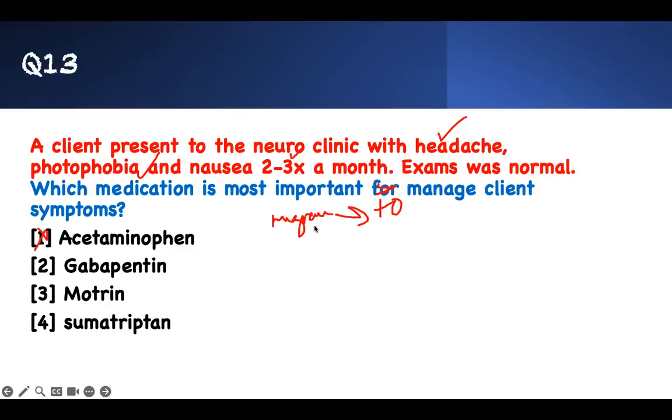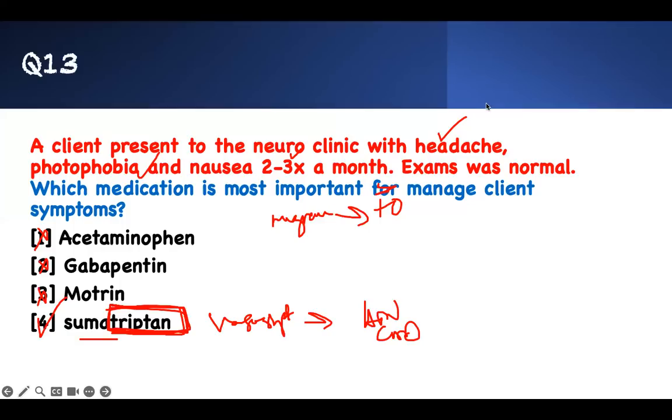Tylenol cannot control migraine. Gabapentin is for neuropathic pain. You can't control it with that. Morphine, no. The best medication is triptans. Look for the last name, triptan. Sumatriptan is a vasoconstrictor, and that can help control migraine. You should be careful: don't give it to a patient who has hypertension or coronary disease. But anything that has triptan, yes, you can use it for migraine. That's their last name.